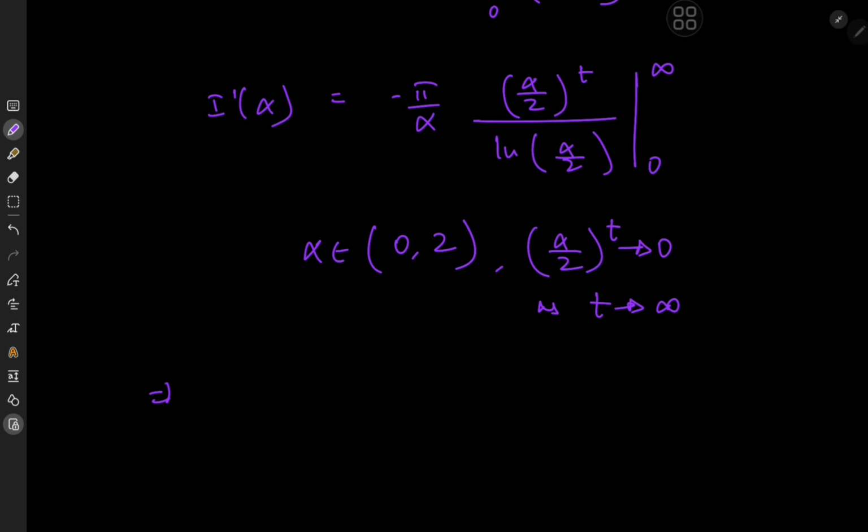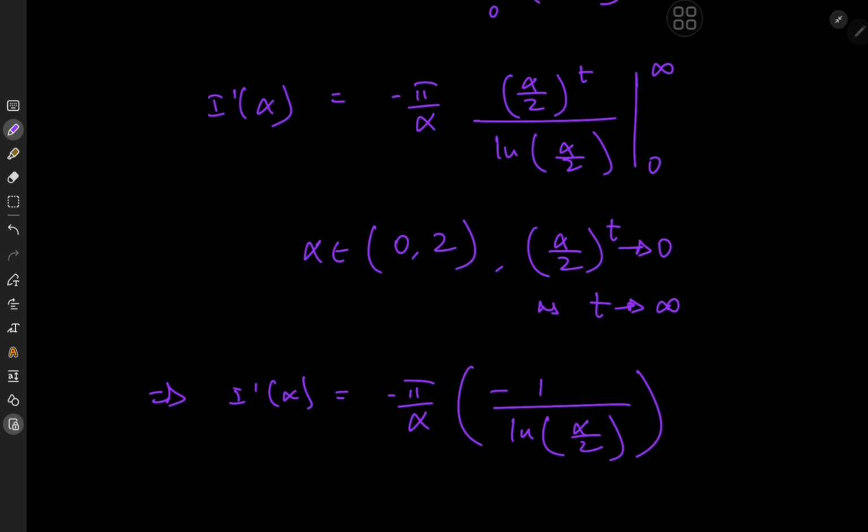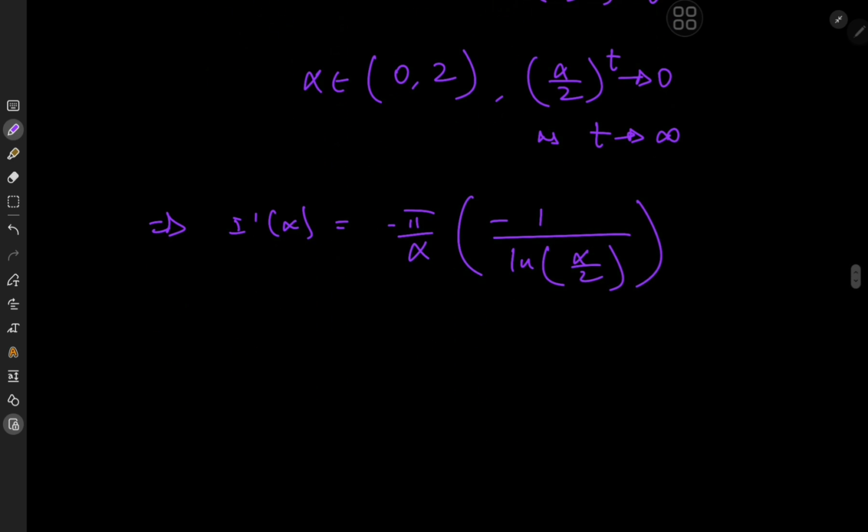Okay, cool. That is quite convenient. So this implies that I prime of alpha equals negative pi by alpha times minus, in the limit as t goes to 0, we have a 1 up top times the logarithm of alpha by 2. Okay, this is quite nice. And let me write this as, I could cancel out the negative signs, but I might as well write this as pi divided by alpha times log 2 minus log alpha.